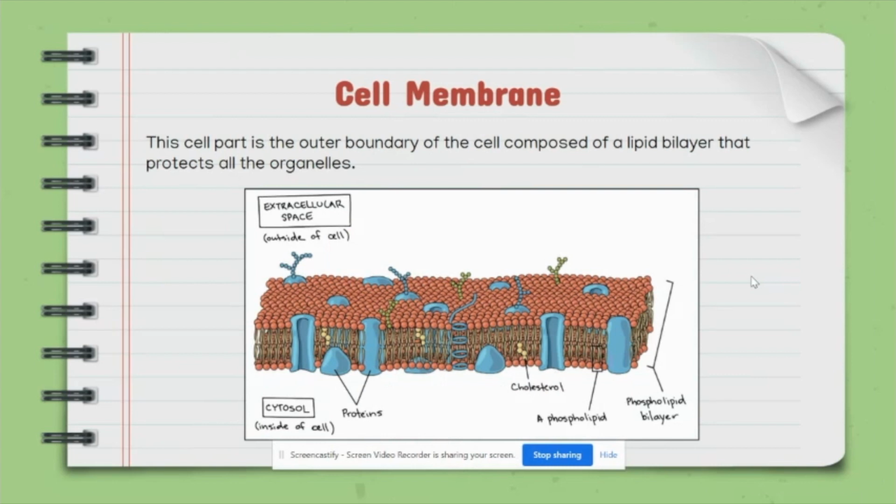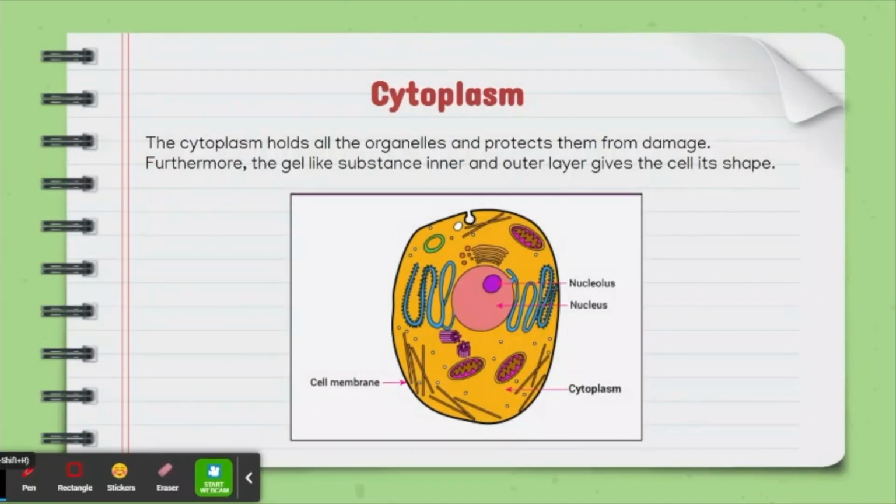So a cell membrane is a part of the cell that is the outer boundary of the cell, composed of a lipid or fat bilayer that protects all the organelles. This is the detailed explanation of the cell membrane with all these parts to it. Cytoplasm plays a huge role in plant cells because it holds all the organelles and protects them from damage. Furthermore, the gel-like substance, inner and outer layer, gives the cell its shape.